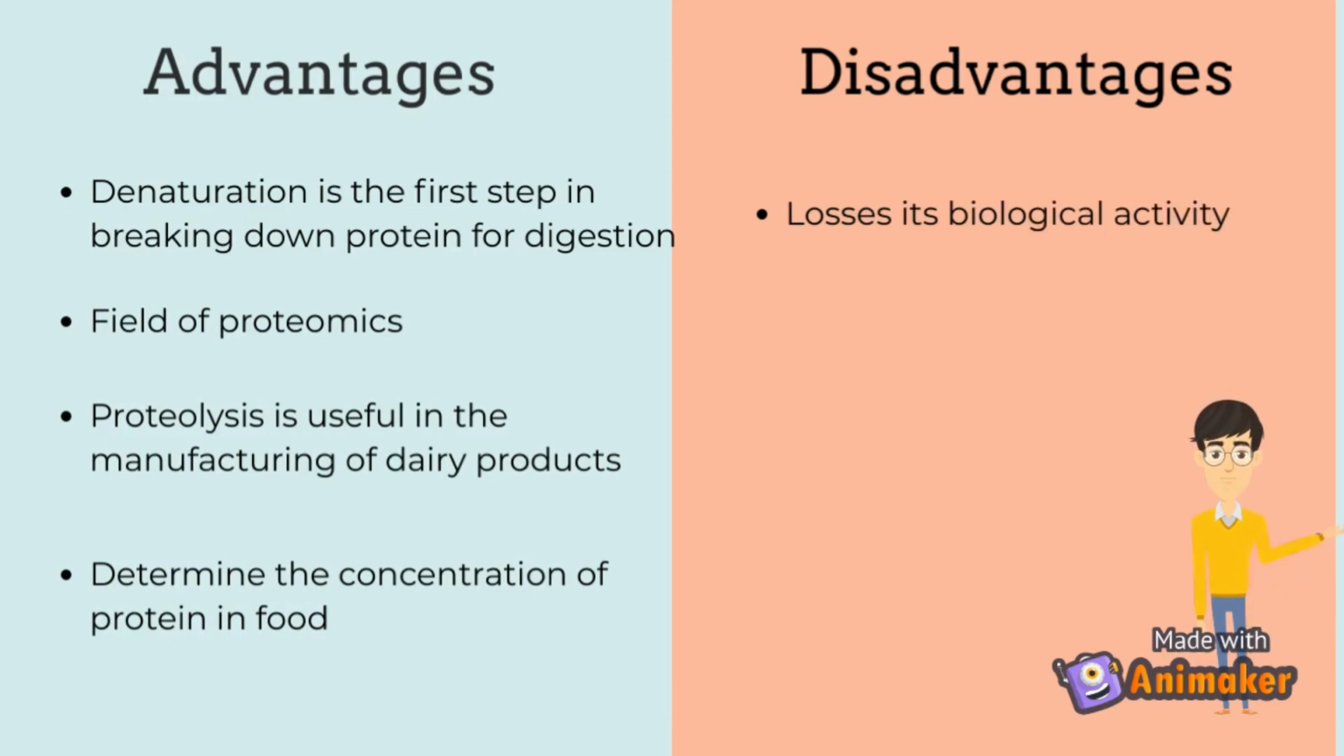Disadvantages. It is due to the loss of both secondary and tertiary structures. Enzymes will lose their shape. The changes in the active site will reduce the effectiveness of the enzyme.